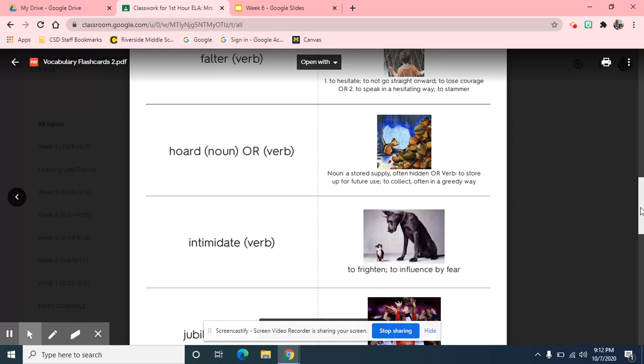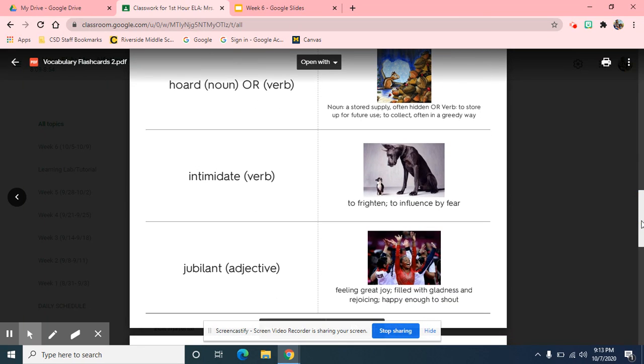Hoard is a stored supply, often hidden. So for example, I would say the squirrel has a hoard of nuts. You know how squirrels hide their stuff? So they hoard nuts. Another example would be we began to hoard food supplies when we heard that a big snowstorm was coming. If you've heard about people that like to hoard, that means they collect certain things and then they save them. That's called hoarding. The next word is intimidate.